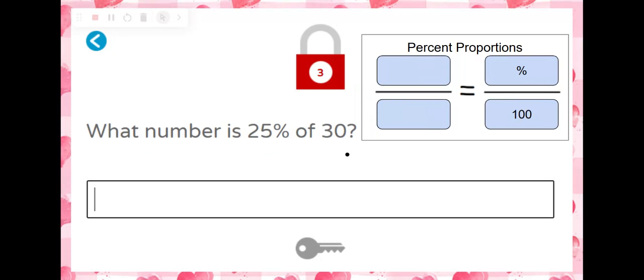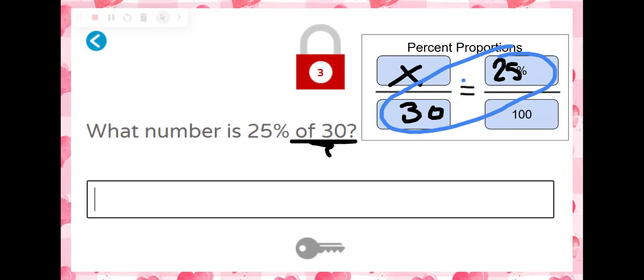What number is 25% of 30? So we have our percentage this time, 25% of 30. Is that 30 your part or your whole? Out of 30, that's going to be your whole. So this time we're missing our part. So there's your percent proportion. You're going to find the diagonal with both numbers and multiply 25 times 30. Divide by 100.